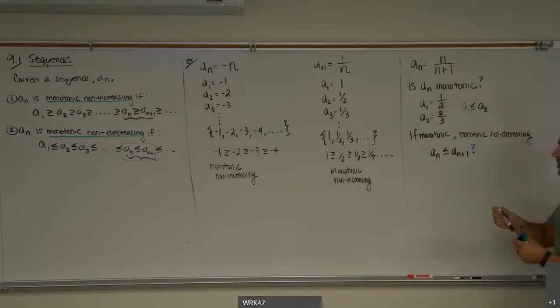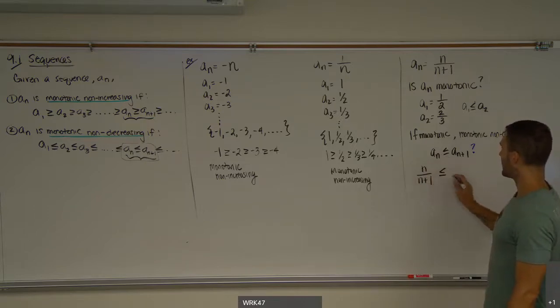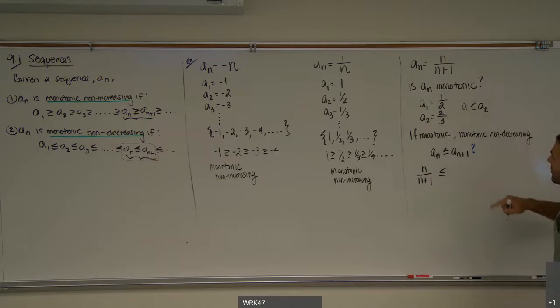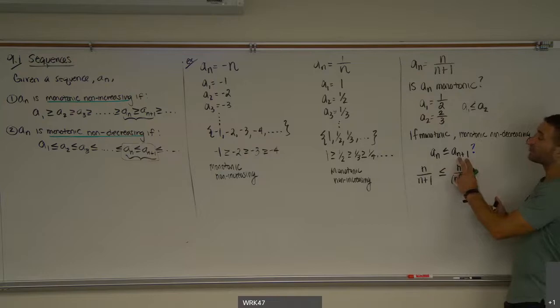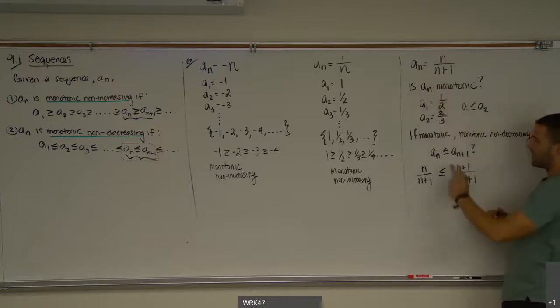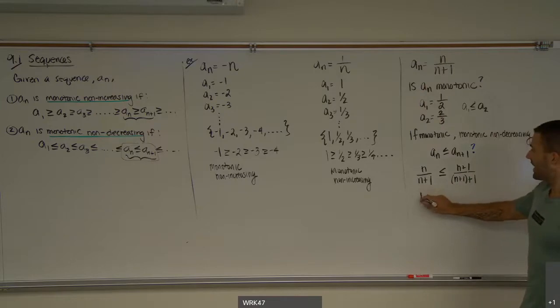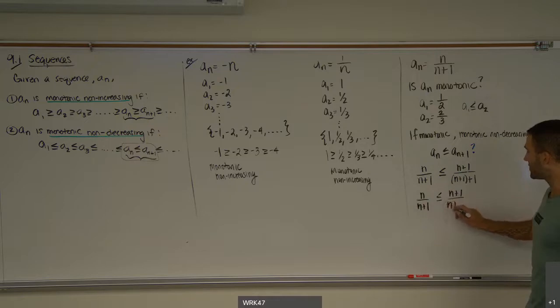Well, let's see in general what that would look like. That would be n over n plus 1. Is that less than or equal to the next term? Well, what would the n plus 1 term be? That would be n plus 1 over n plus 1 plus 1. Remember, it's just like a function, right? You're replacing n with n plus 1. So in this function, I replace n with n plus 1, giving me: is n over n plus 1 less than or equal to n plus 1 over n plus 2? That's our question. Is this true?